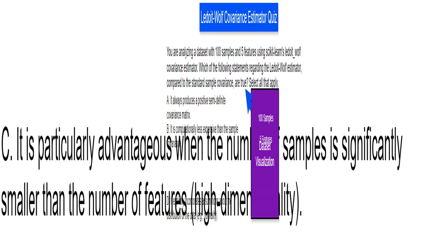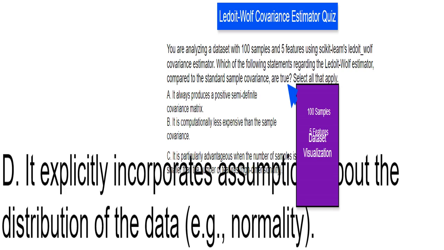This statement highlights a key advantage of the Ledoit-Wolf estimator. When you have many more characteristics than data points, the standard method becomes unreliable. The Ledoit-Wolf method is designed to handle this high-dimensional scenario effectively. It produces more reliable results. This statement says the Ledoit-Wolf method requires a certain type of data. Nope. The Ledoit-Wolf estimator is a non-parametric method. It doesn't make assumptions about your data's distribution.